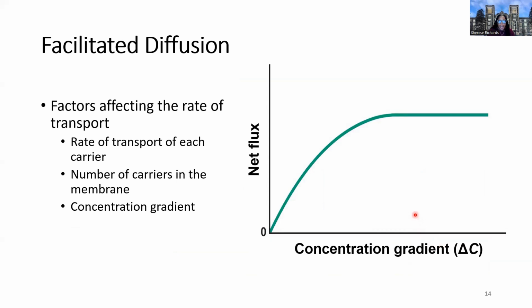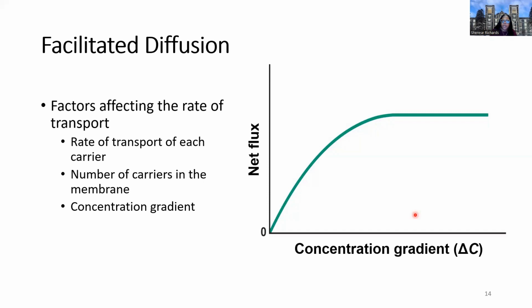Now, let's look at the graph that shows us the movement according to facilitated diffusion. And what you'll notice here is that the factors that affect the rate of facilitated diffusion are going to be the rate of transport of each carrier. How fast can each of those carriers undergo that conformational change, dump the particle onto the other side, return to its original configuration, and then allow for more particles to go through? So the rate of each individual carrier will determine the rate of facilitated diffusion.